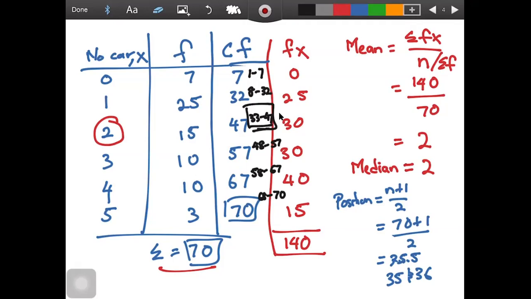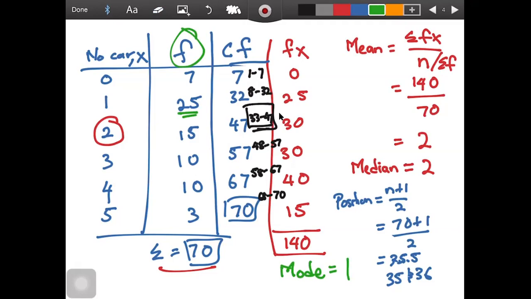Next will be mode. Okay, mode. I use green for mode. Mode here is the highest frequency. Look, check here. Highest frequency will be 25. So mode is 1. Mode is the easiest. Okay, simple lah. I hope you get it.